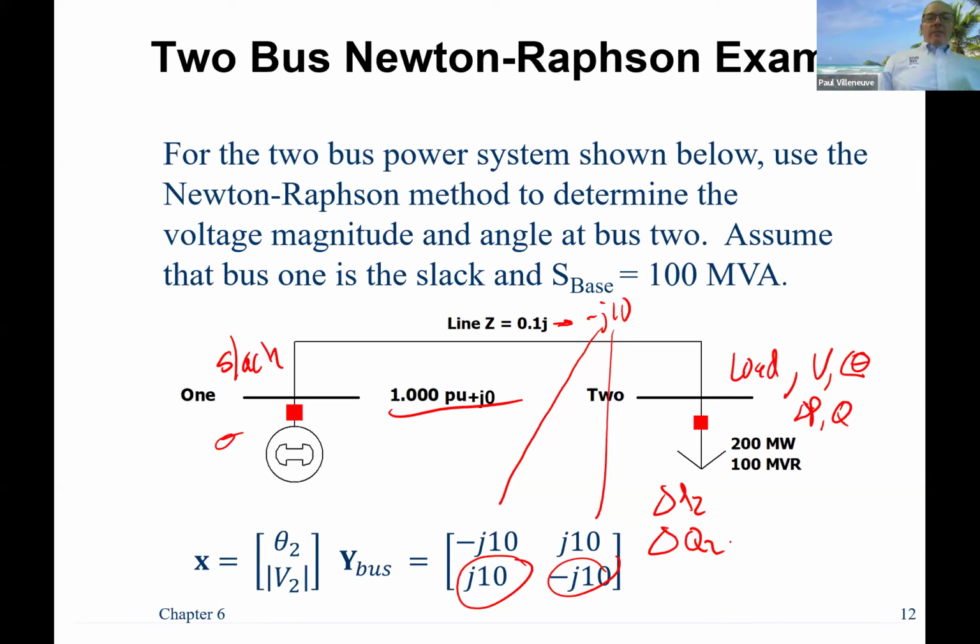And my unknown variable matrix, right here, theta 2 and the magnitude of V2. Everybody see that? That's why it's so important to make sure you understand what a slack bus, a load bus, and a gen bus are. Look for P and Q, look for V. If you have P and Q, it's a load bus. If you have V, it's a slack bus. If you have V and P, it's a gen bus. That's all you're looking for.